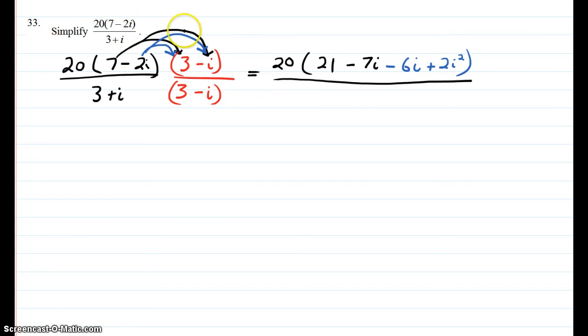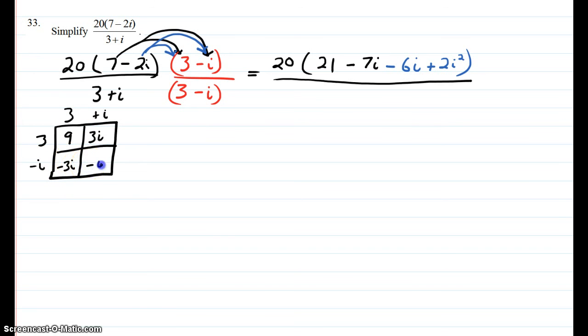And so now on the bottom, instead of distributing this one, I'll use the box method as review. So we have a 3 plus i, and a 3 minus i. So the 3 and 3 makes 9, plus 3i, minus 3i, minus i squared. So now combine your like terms. So now I'm going to have 9. These are opposites, so they're going to go away. Minus i squared.